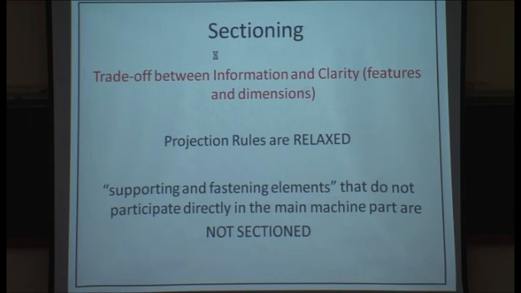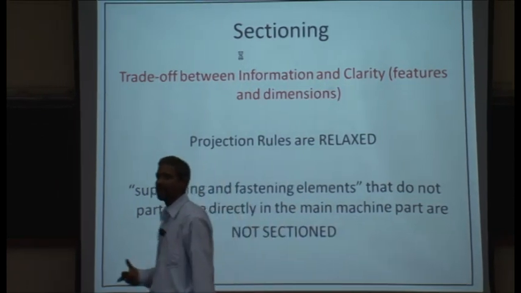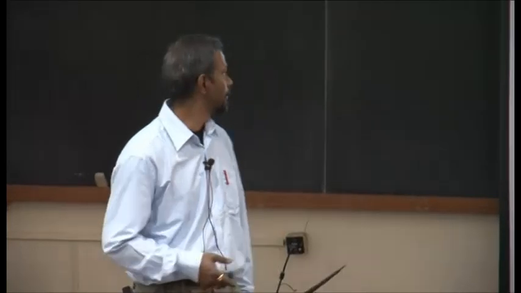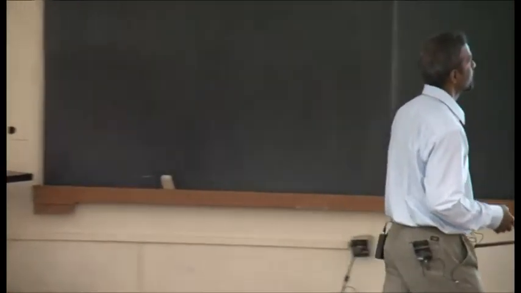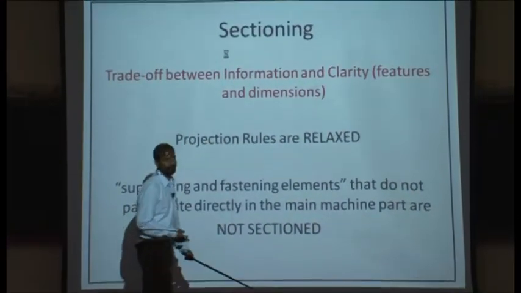Bottom line, sectioning pertains to a trade-off between information and clarity. You have to choose what kind of information you want to give, and alongside you also have to choose how clear you want your section view to be. And these two terms, information and clarity, pertain to both features and dimensions.